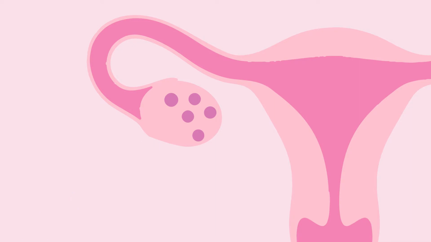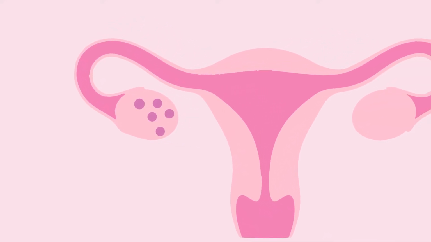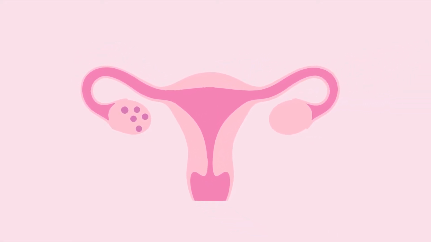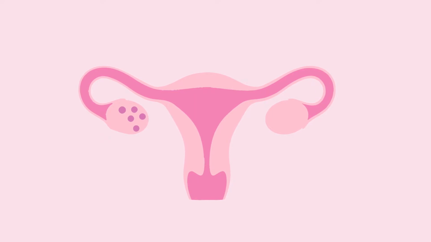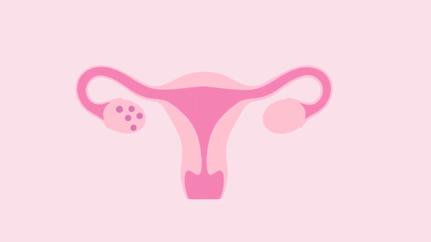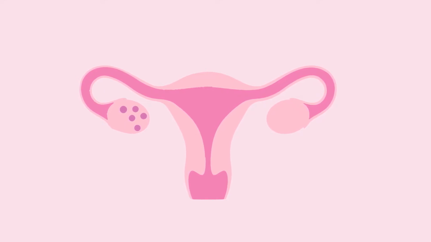The egg retrieval procedure usually takes about 20 to 30 minutes, depending on the number of mature follicles you have. Some women may experience cramping on the day of retrieval, which usually subsides the following day. However, a feeling of fullness or pressure may last for several weeks following the procedure.